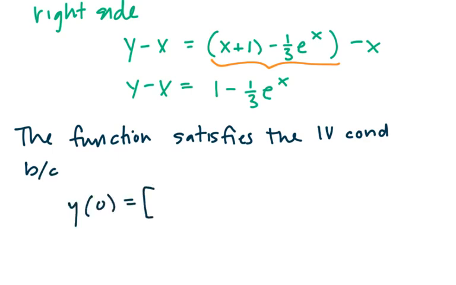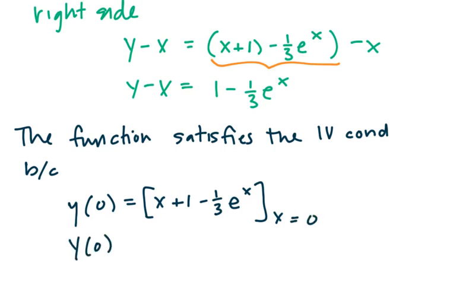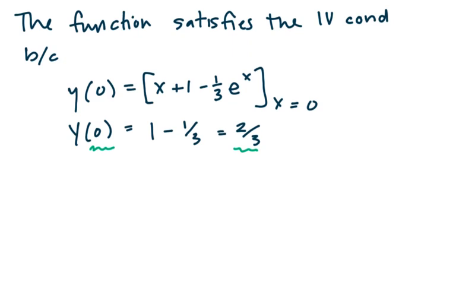y of 0, which is x plus 1 minus 1/3 e to the x, that being my original function, if I evaluate that at x equals 0, at y of 0, if I plug 0 in for all of those, I end up with 1 minus 1/3, which is 2/3. So this satisfies my initial condition of having that ordered pair 0, 2/3.